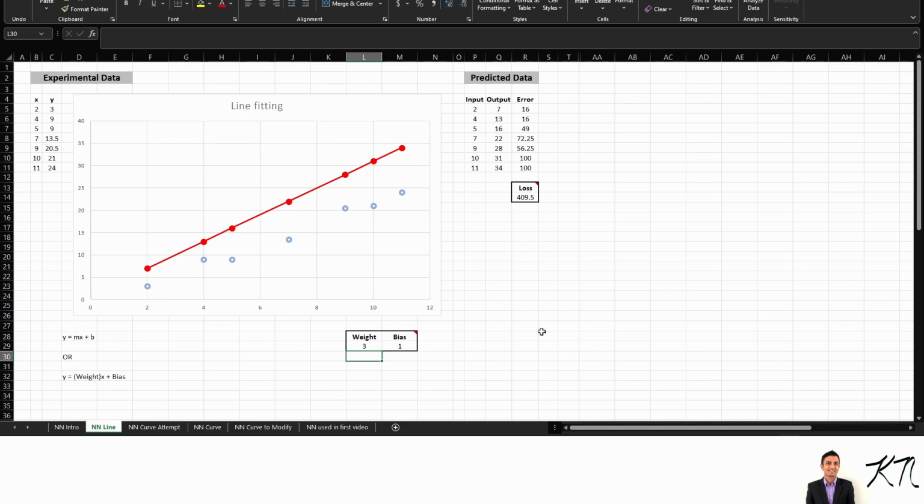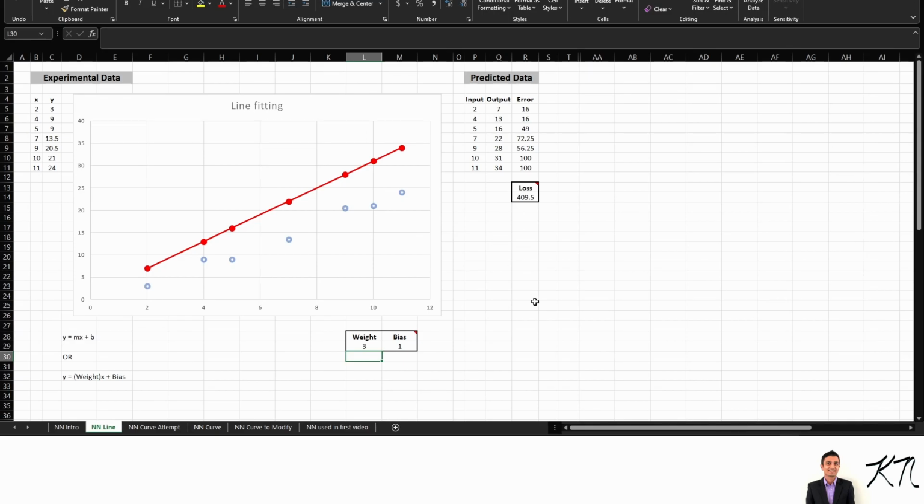Guess, check. Wouldn't it be better if I could get the computer, or this Excel program, or a Python program, for example, to tell me suggestions on weights that I can use to reduce the loss? Now, think about that for a minute. Instead of me guessing which direction these weights and biases should go, what if I could get Excel or Python or any computer program to tell me the direction to move in, or a suggestion to move these weights and biases in order to reduce the loss?